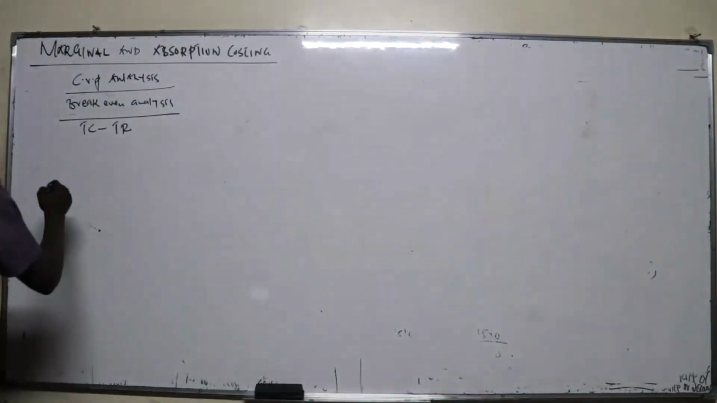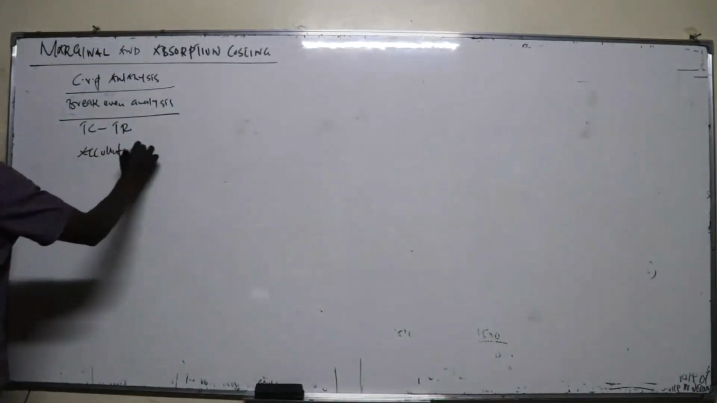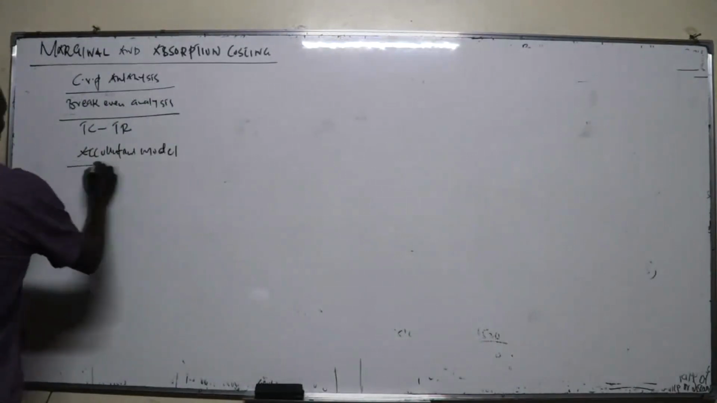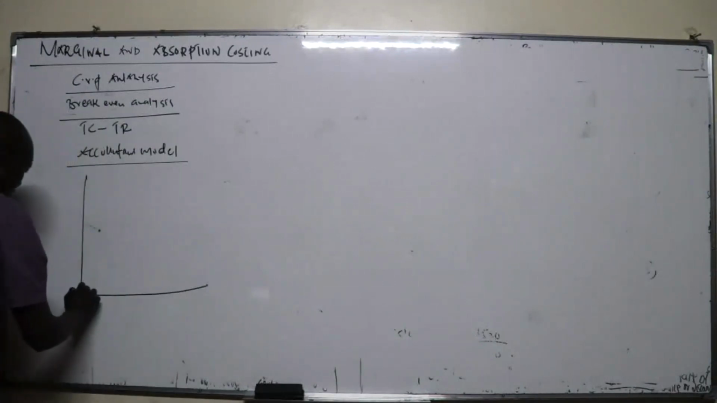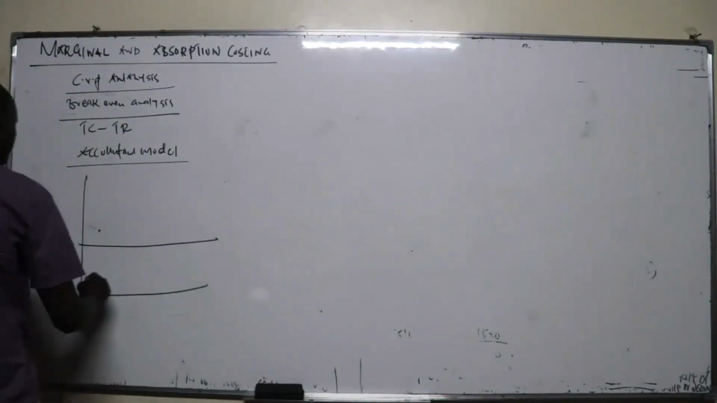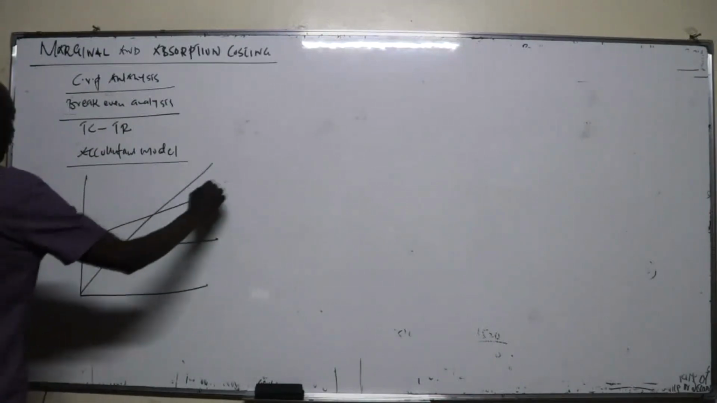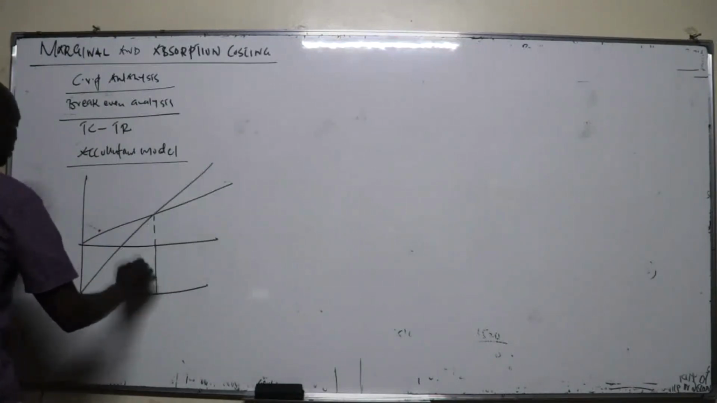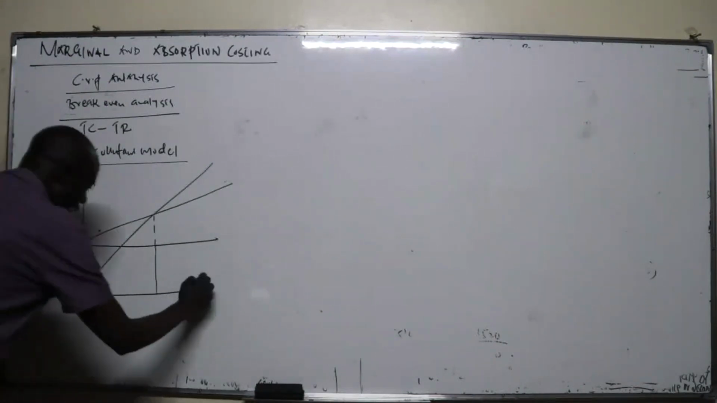Now CVP can be analyzed graphically using two models. We have what we call the accountant model, and we have the economist model. The accountant model takes this shape. So we have the fixed cost here. And then, these are cost stroke revenue, and these are units.